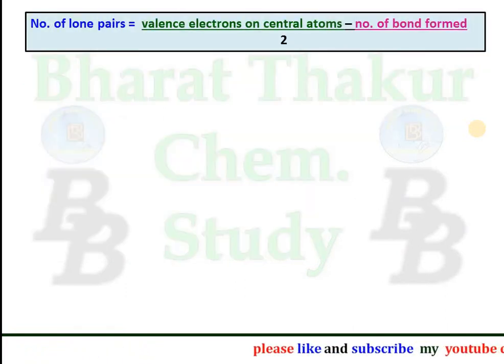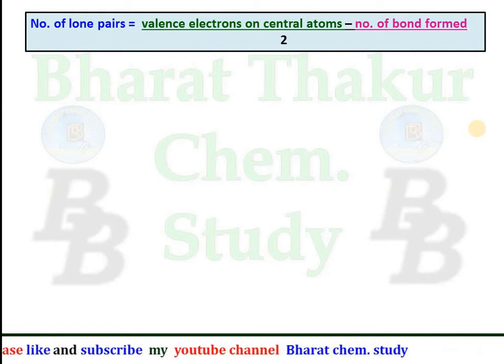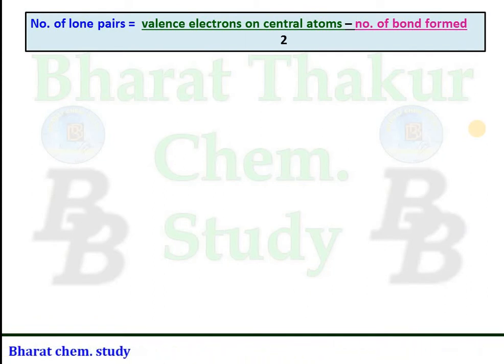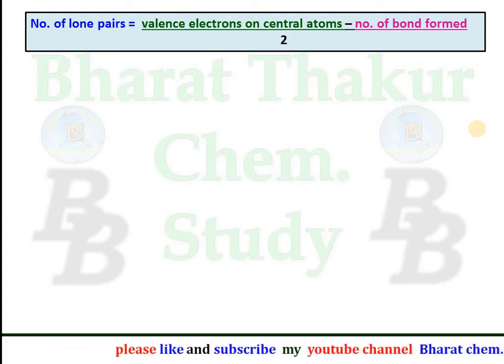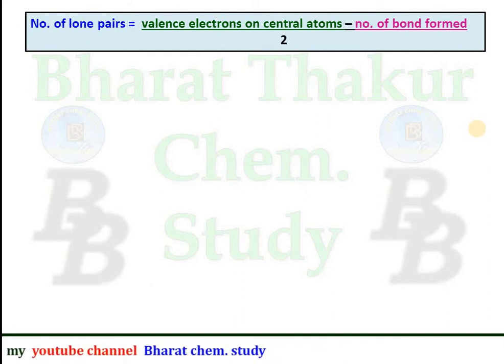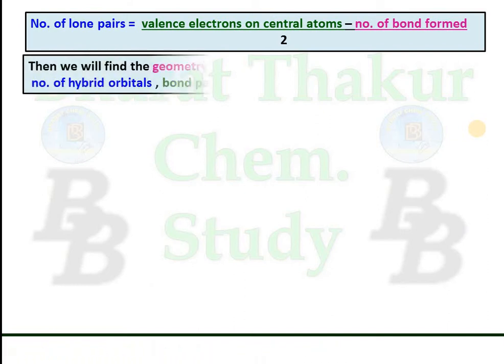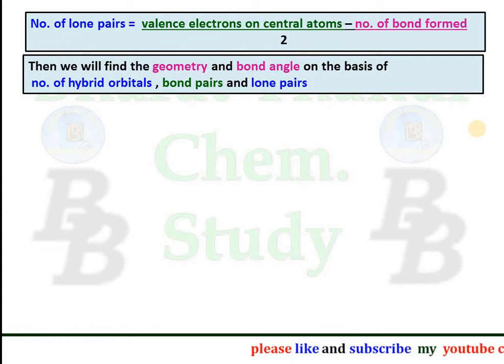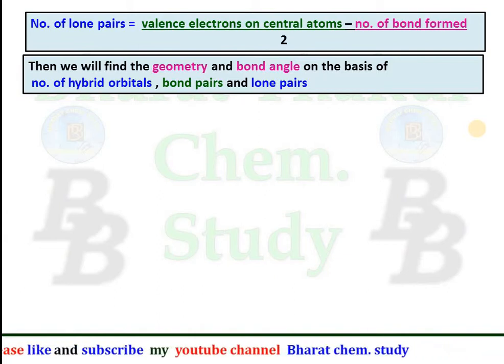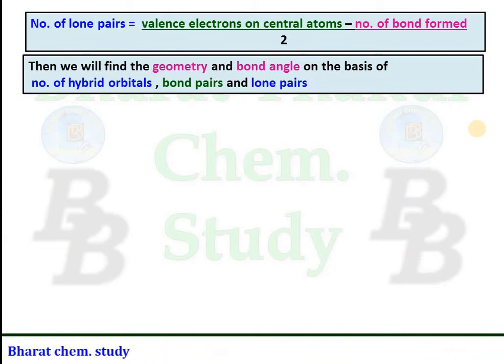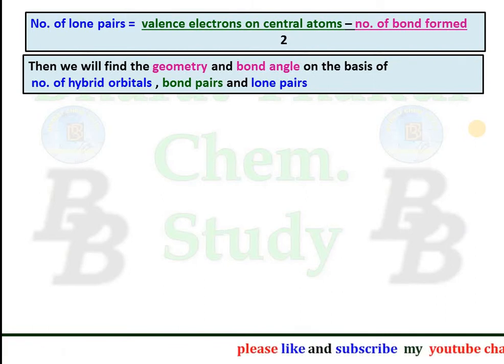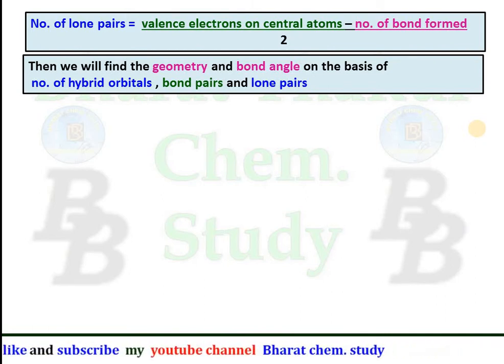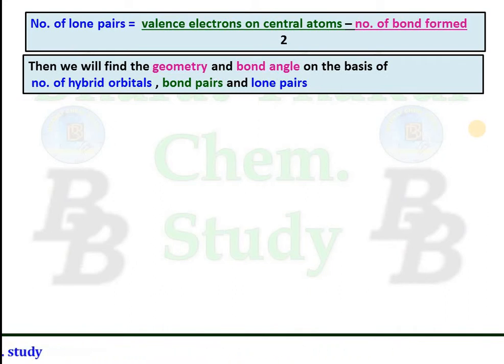After calculating the number of hybrid orbitals, we have to calculate the number of lone pairs. The number of lone pairs can be calculated using the formula: number of valence electrons in the central atom minus the number of bonds formed by it, divided by 2. We will find the geometry and bond angle on the basis of the number of hybrid orbitals, bond pairs and lone pairs. The bond pair is equal to the total number of bonds formed by the central atom, and the lone pair is equal to the number of pairs of electrons which do not participate in bonding.